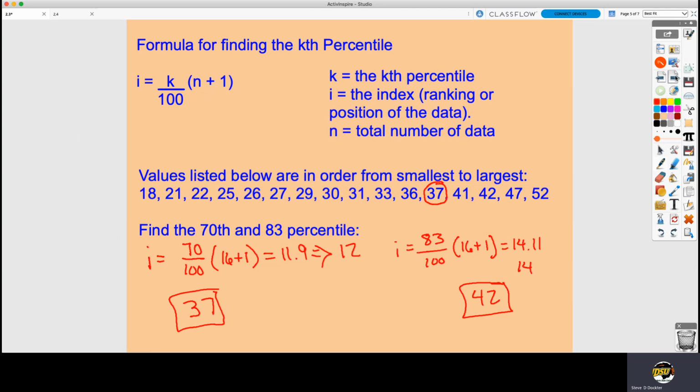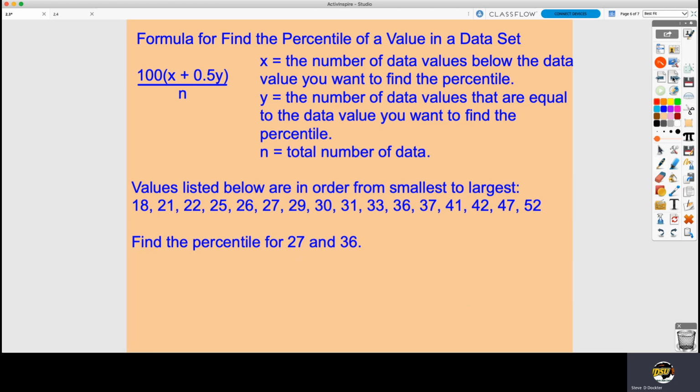Okay, now to answer Eli's other question, what if we're given a number and we have to find the percentile? That's more or less what you were asking. All right, this is what the equation is for that. No, that's good that you asked the question. And hey, you're thinking ahead, Eli. It doesn't happen very often.